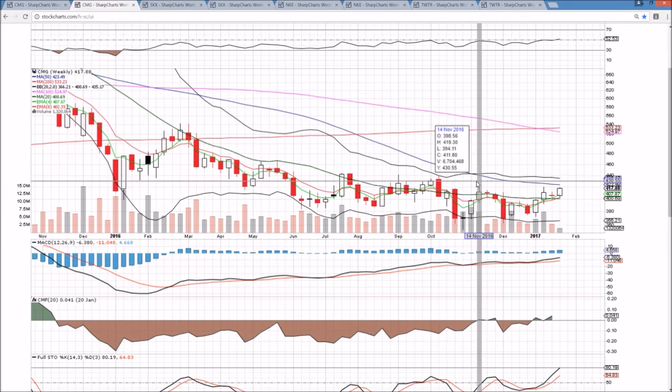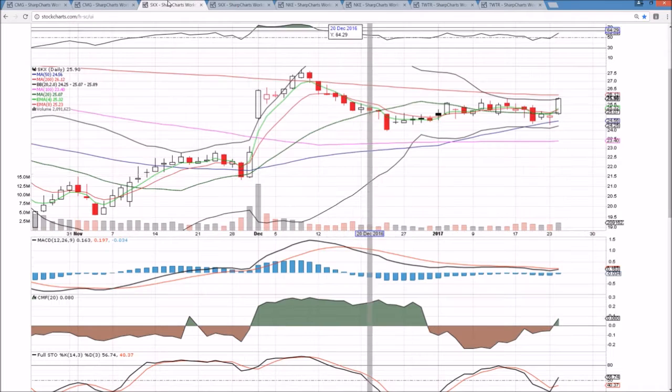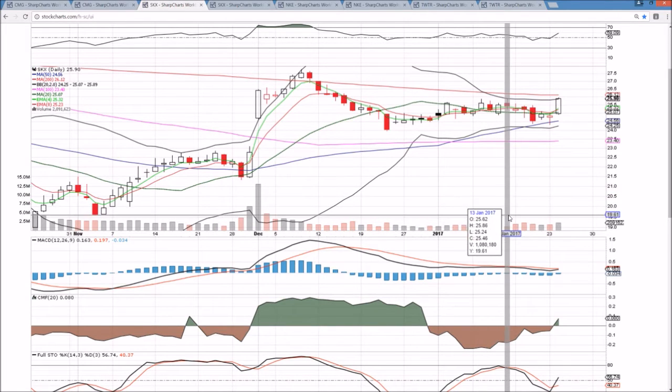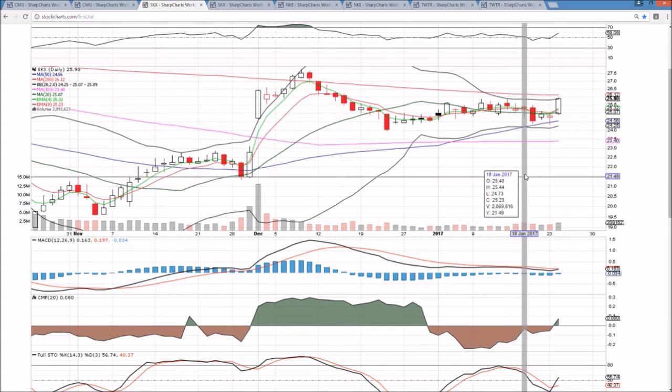We have to get over 420 and close above it on the weekly. We're going to keep a close eye on it. SKX bulls showed up in a big way. The upper Bollinger Band, 25.89, becoming support.